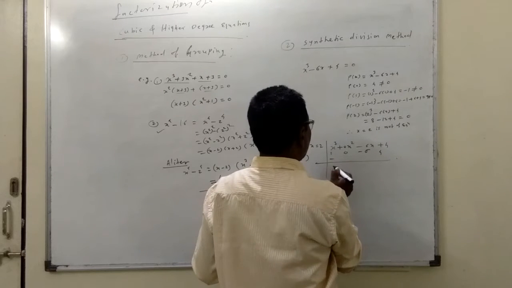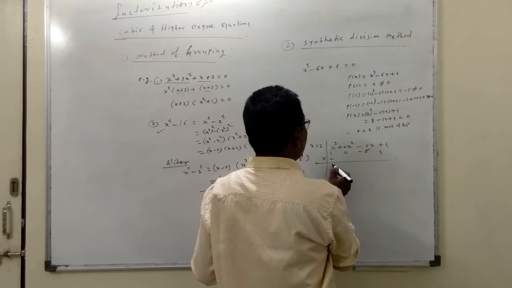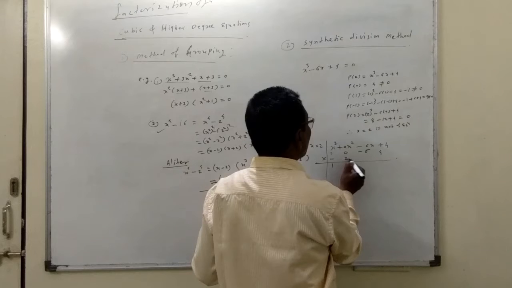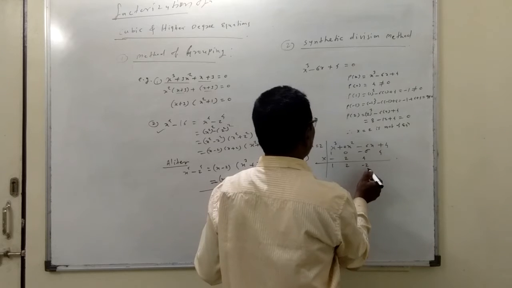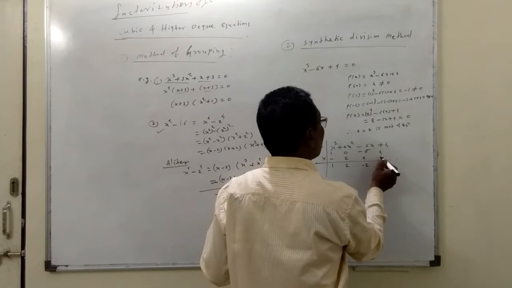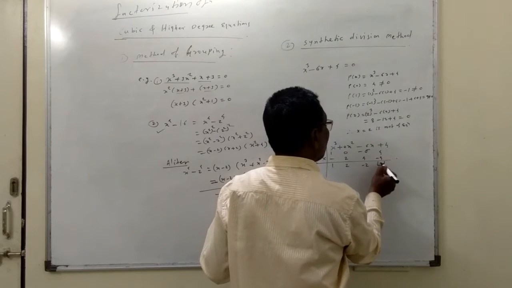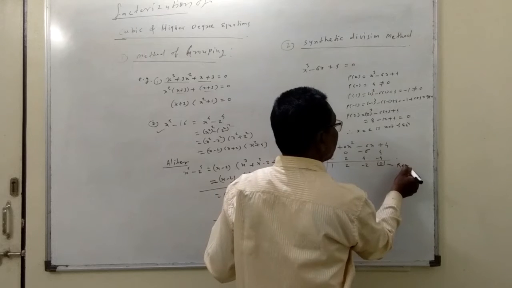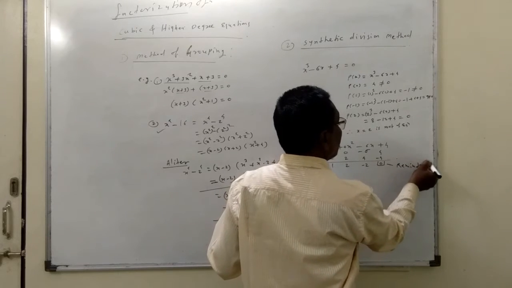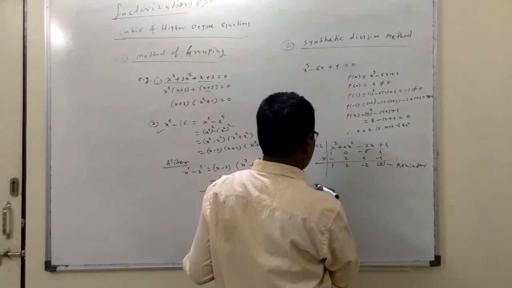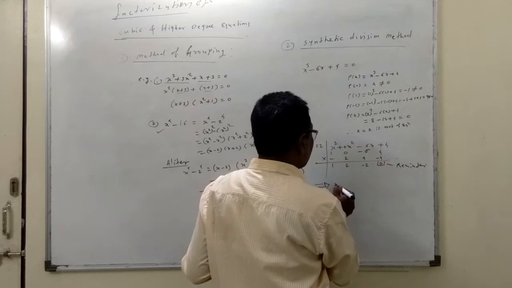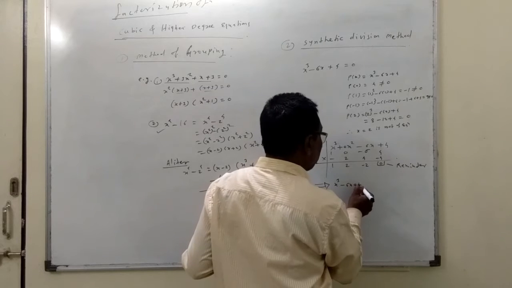Now you take 1 here and multiply: 2 into 1 is 2. Do the addition here, so 2 plus 0 is 2. 2 into 2 is 4. Minus 6 plus 4 is minus 2. Minus 2 into plus 2 is minus 4. Adding, we get 0. So this is the remainder. The remainder is 0.